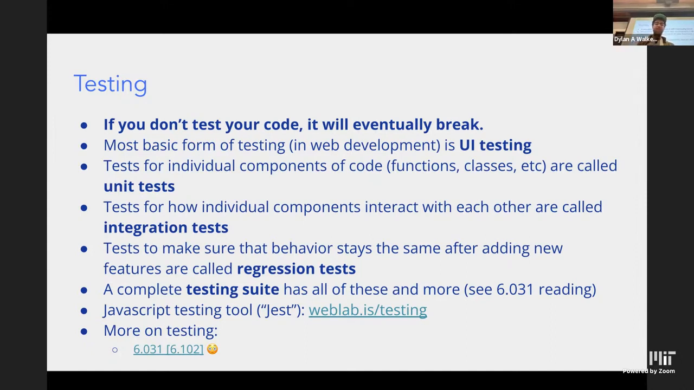And then the other types, basically how components can interact with each other, making sure that the behavior stays the same. So integration tests are there to make sure that the behavior of individual components when they interact with each other is maintained. So just making sure that the whole website works as one entity and the way that it should. And then when you're adding new features, you should add regression tests. That's just to make sure that the new features that you add don't affect the behavior of old features. And then all of these together are called a testing suite. Once again, the 6.031 reading is amazing on testing if you're ever curious.